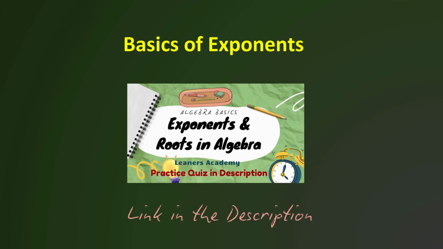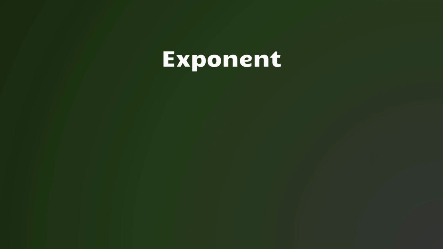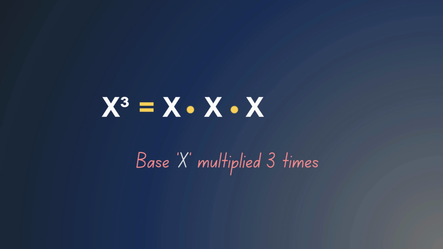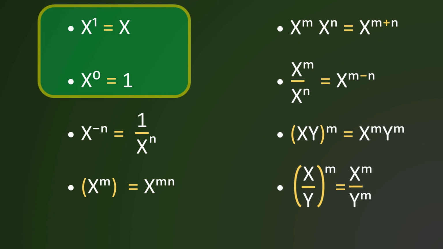Ready? Let's go. First, let's talk about what an exponent is. An exponent tells you how many times a number, also known as the base, is multiplied by itself. For example, x to the power 3, or x cubed, means the base x is multiplied by itself 3 times. x times x times x. Got it? Good. All right, let's start with the first two laws on our list.